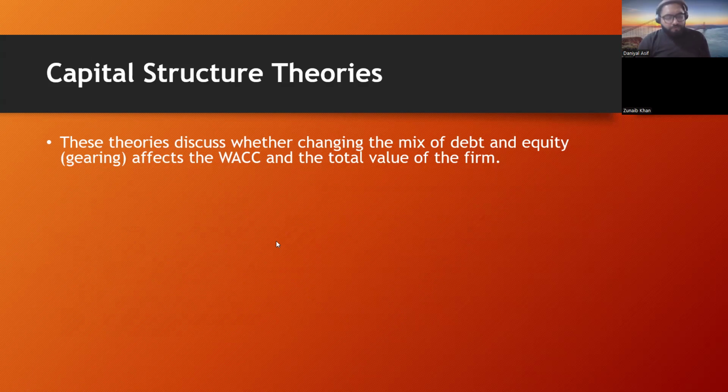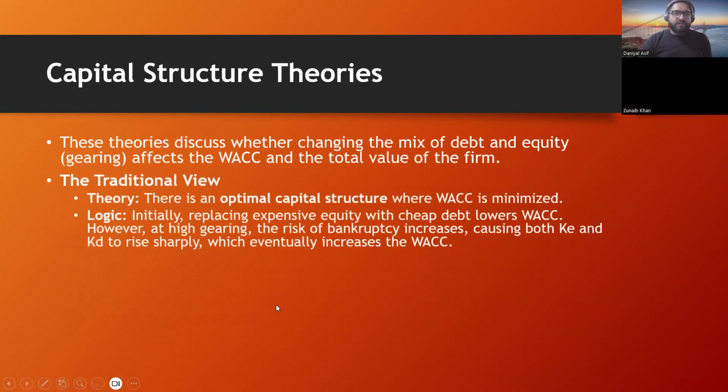There are basically four theories of capital structure that are involved in your syllabus. The first one is known as the traditional view. The theory here is there is an optimal capital structure where WACC can be minimized. Basically, your WACC is a weighted average sum of the cost of all your sources of finance.